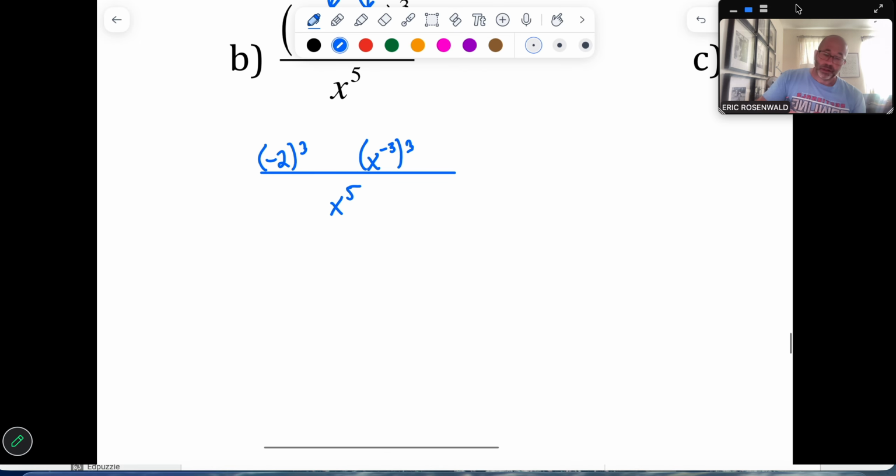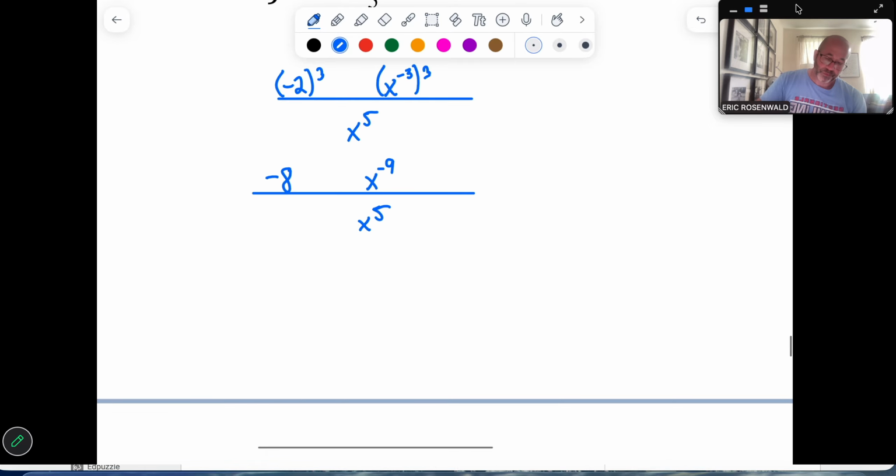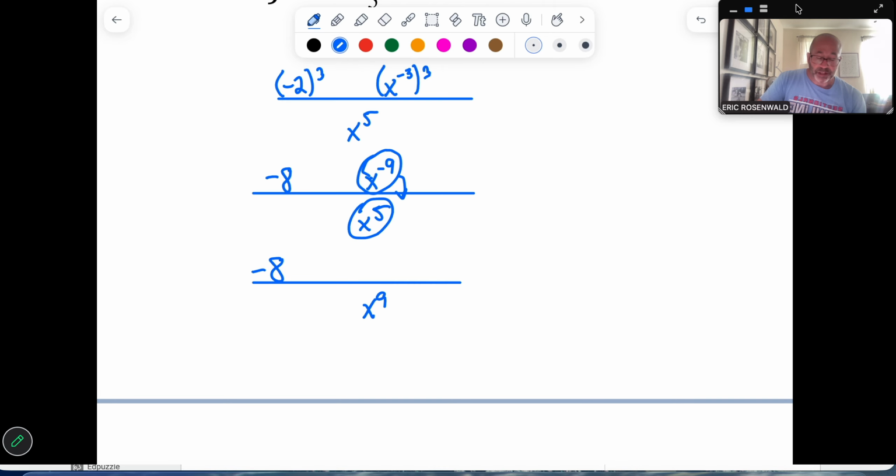Okay, let's go ahead and handle these. So this is a negative 8. It doesn't move because when we look at this, the coefficient is negative, not the exponent. Only things that move are exponents. Okay, this we have x to the negative 9. This we have x to the 5th. Okay, negative 8 doesn't move. It's not an exponent. We have a negative exponent here, so we'll move it to the bottom. We have a positive exponent here, so it does not want to move.